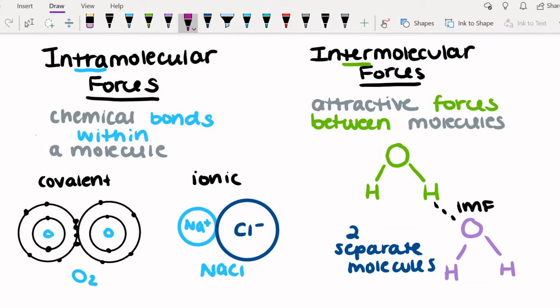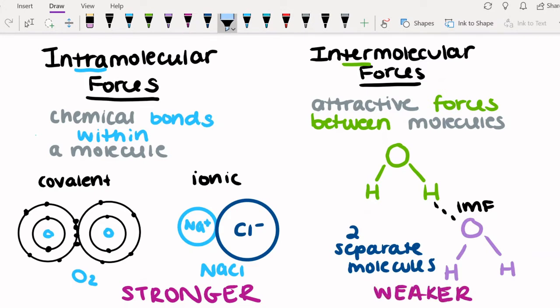Now, intramolecular forces are true chemical bonds, and they're generally stronger. Intermolecular forces are the result of electrostatic attraction, which is positive and negative charges attracting, and IMFs are typically weaker.